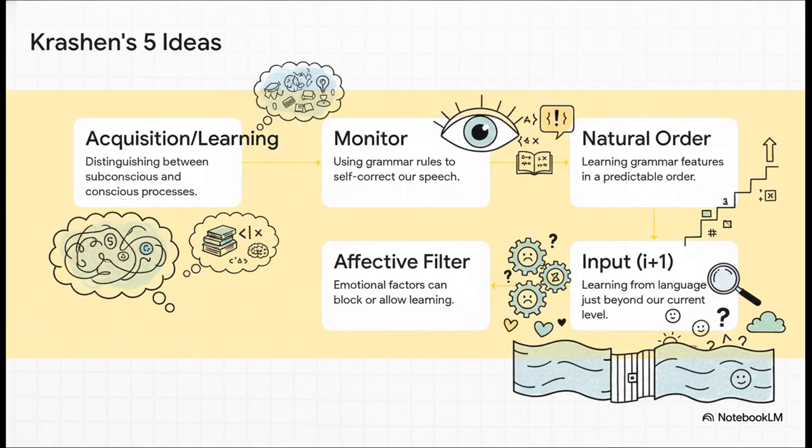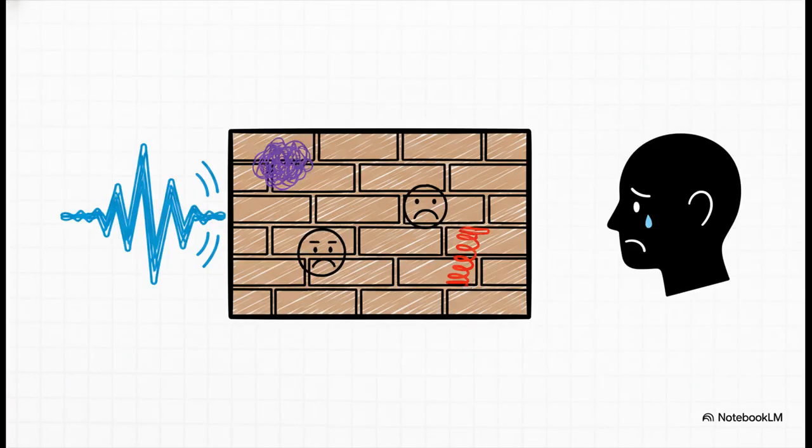So Krashen's model is a total game changer. And trust me, it's a must-know. He starts with that acquisition learning idea we just talked about. Then he says we have an internal monitor to check our grammar. He also argues we learn rules in a predictable order. And his famous input hypothesis suggests the best way to improve is by getting input that's just one step beyond our current level, what he calls I+1. But his final point is maybe the most powerful one of all. And here it is, the affective filter.